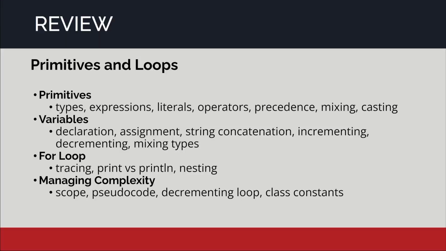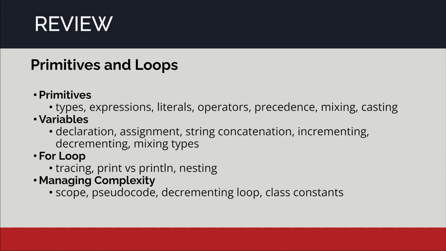In session 2 we talked about primitives and loops, and with primitives we talked about their types, expressions and how those can evaluate to a value, literals, operators, the precedence of those operators, mixing different types of primitives, and casting. Then we talked about variables, declaring them and assigning them, and then how to declare and assign them in the same place. String concatenation, which is combining strings into a bigger string.